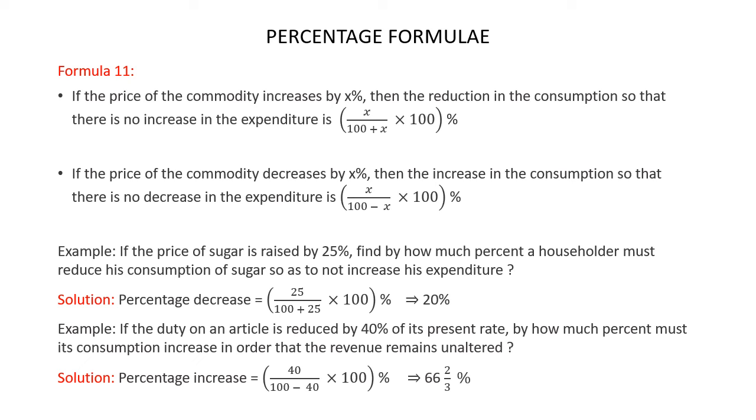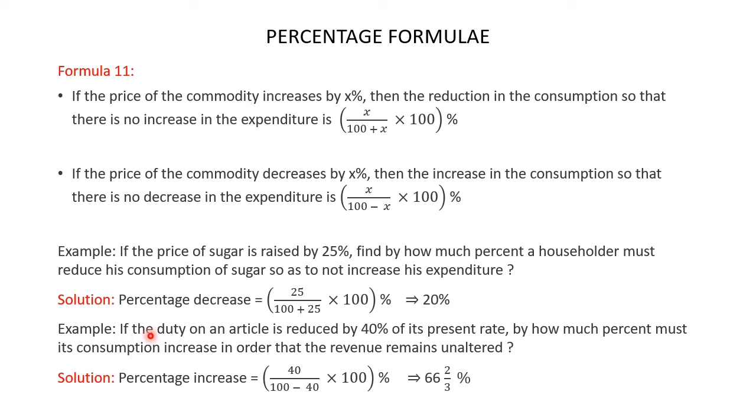Now, to find out how much percent a householder must reduce his consumption, we have to find the percentage decrease. So, percentage decrease is equal to 25 divided by 100 plus 25 multiplied by 100%, which is 20%. So, the householder must reduce his consumption of sugar by 20% so that he does not increase his expenditure. Now let's look at another example.